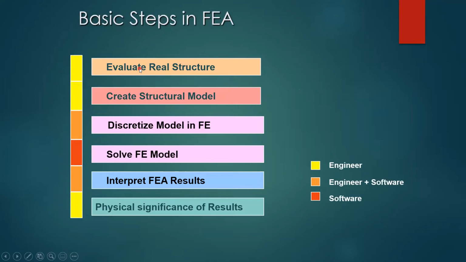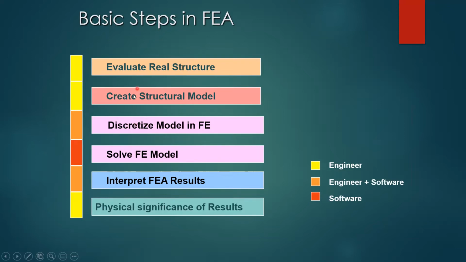Basic steps in finite element analysis. Starting by evaluating the real structure. From this real structure, you are going to create the structural model. But you need the data of the real structure, right? You need the architecture plan. This architecture plan should be converted into a structure plan, and from this structure plan, it can be converted into a model. From the modeling, you are using a discretized model in finite element. So the first two stages are done by engineers. The third stage is finite element and engineer.